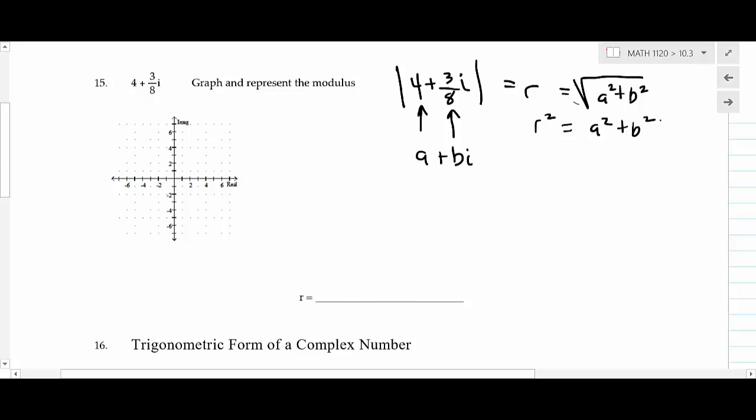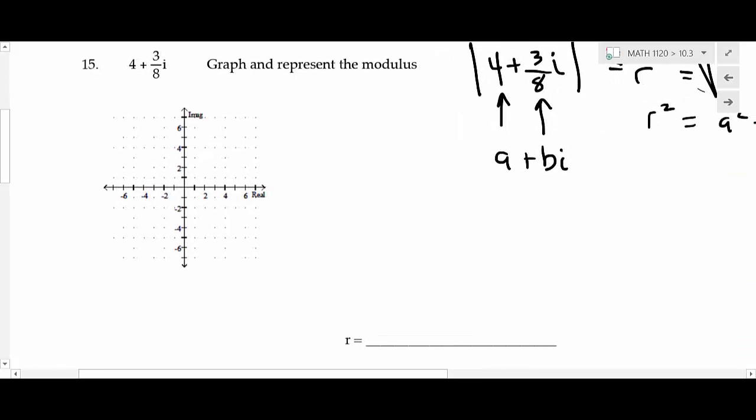Now, if you plotted this point out on the complex plane, you would go over 4, and then you would go up 3/8. You can hardly draw that on there, but it's kind of somewhere in there. So you're looking at a circle that goes around that point, and what you're looking at is that radius right there. That's what an absolute value is. It's the distance a point is from 0, 0.